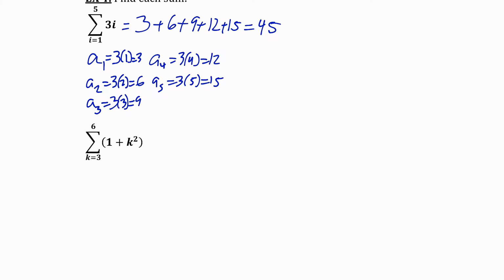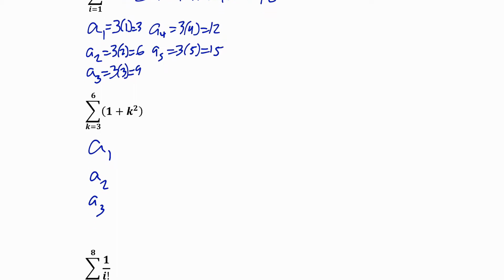So next up, we have k equals 3 to 6. Now, k is another letter that's often used instead of i, and this is how we find each term. We have 1 plus k squared. So we're going to take whatever k is, square it, and add it to 1. Oh, sorry, I made a mistake here. I was not paying attention. This is saying we're starting off at k equals 3 and going up to 6. So we'll start with a sub 3, a sub 4, a sub 5, and a sub 6.